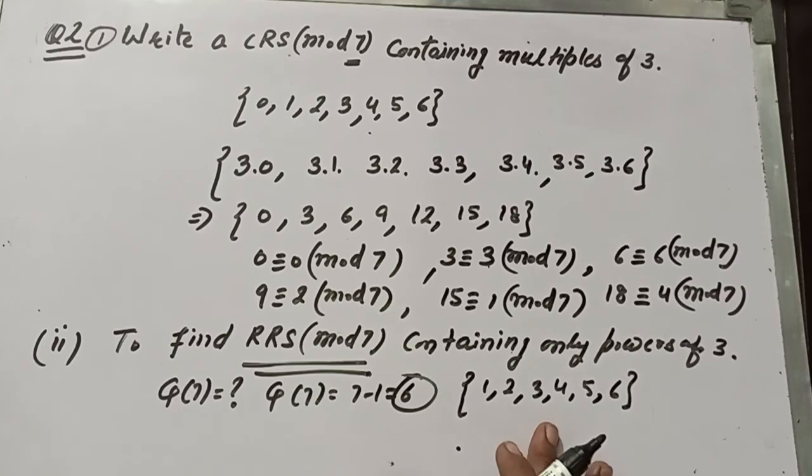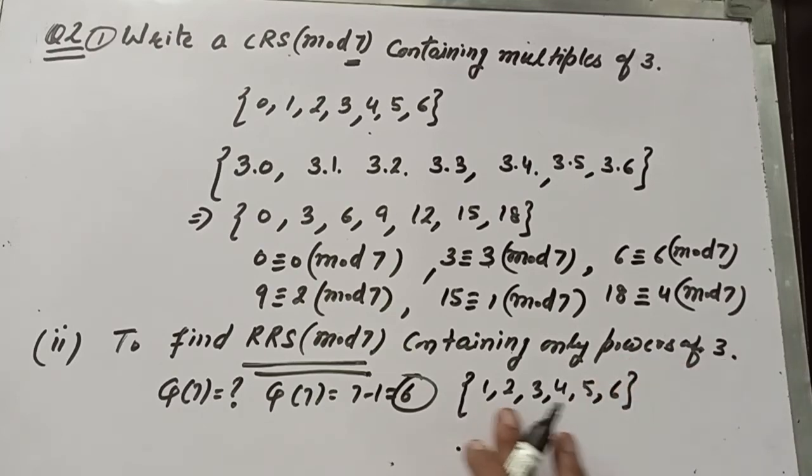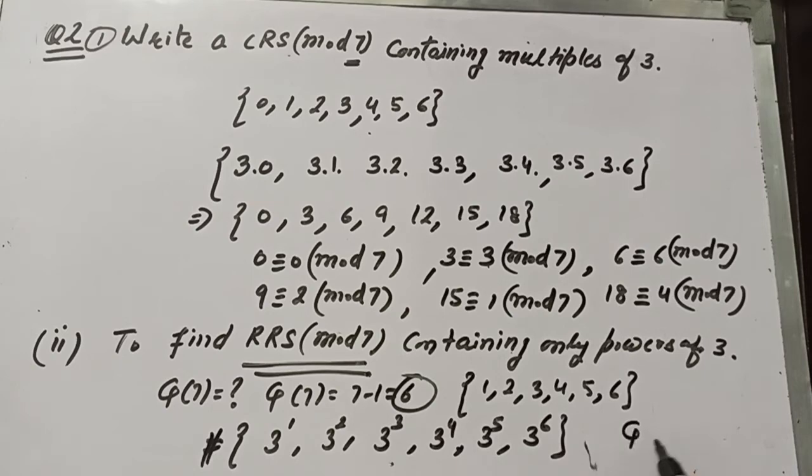Okay, now what you will do, you just take the powers of 3 for these elements. Okay, now construct a new set. 3 raised to power 1, 3 raised to power 2, 3 raised to power 3, 3 raised to power 4, 3 raised to power 5, 3 raised to power 6. This set contains how many elements? What is the cardinality of this set? The number of elements in this set is φ(7), that is 6.